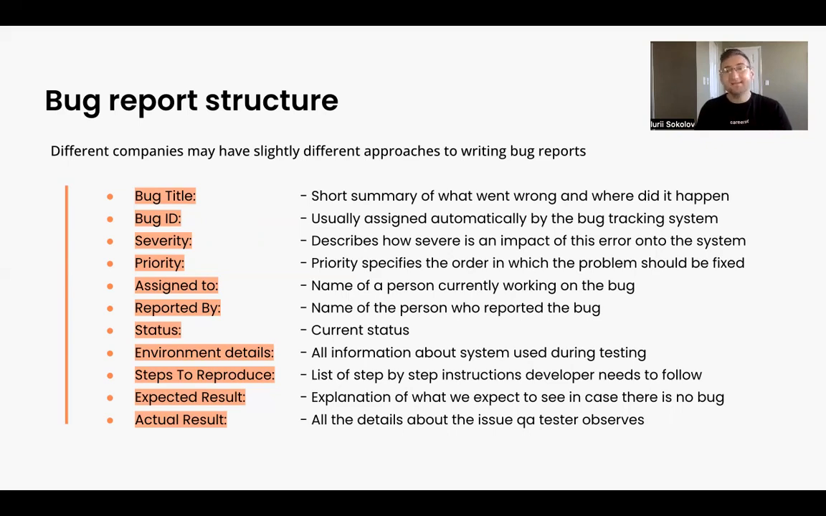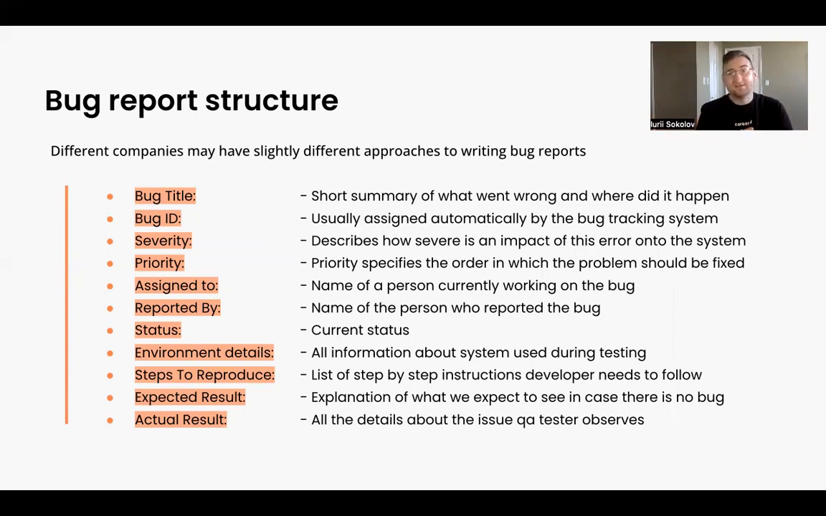In other companies, they may use other bug tracking systems. However, they will all have pretty much the same components. They will all follow a very similar structure. It might be slightly different, but all the main components will still be there. So let's go over the bug report structure here in Jira, and I will tell you if it corresponds to any other system out there.